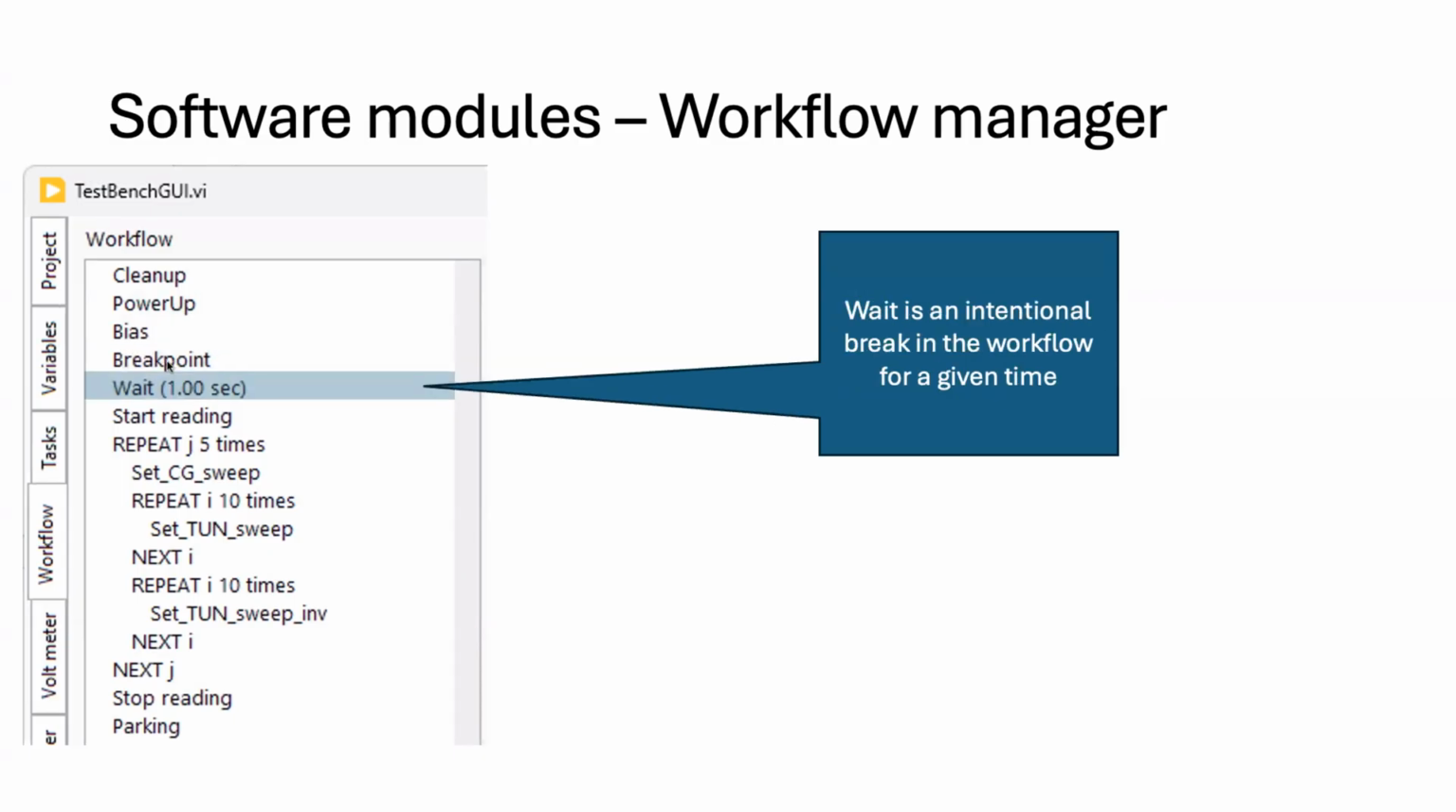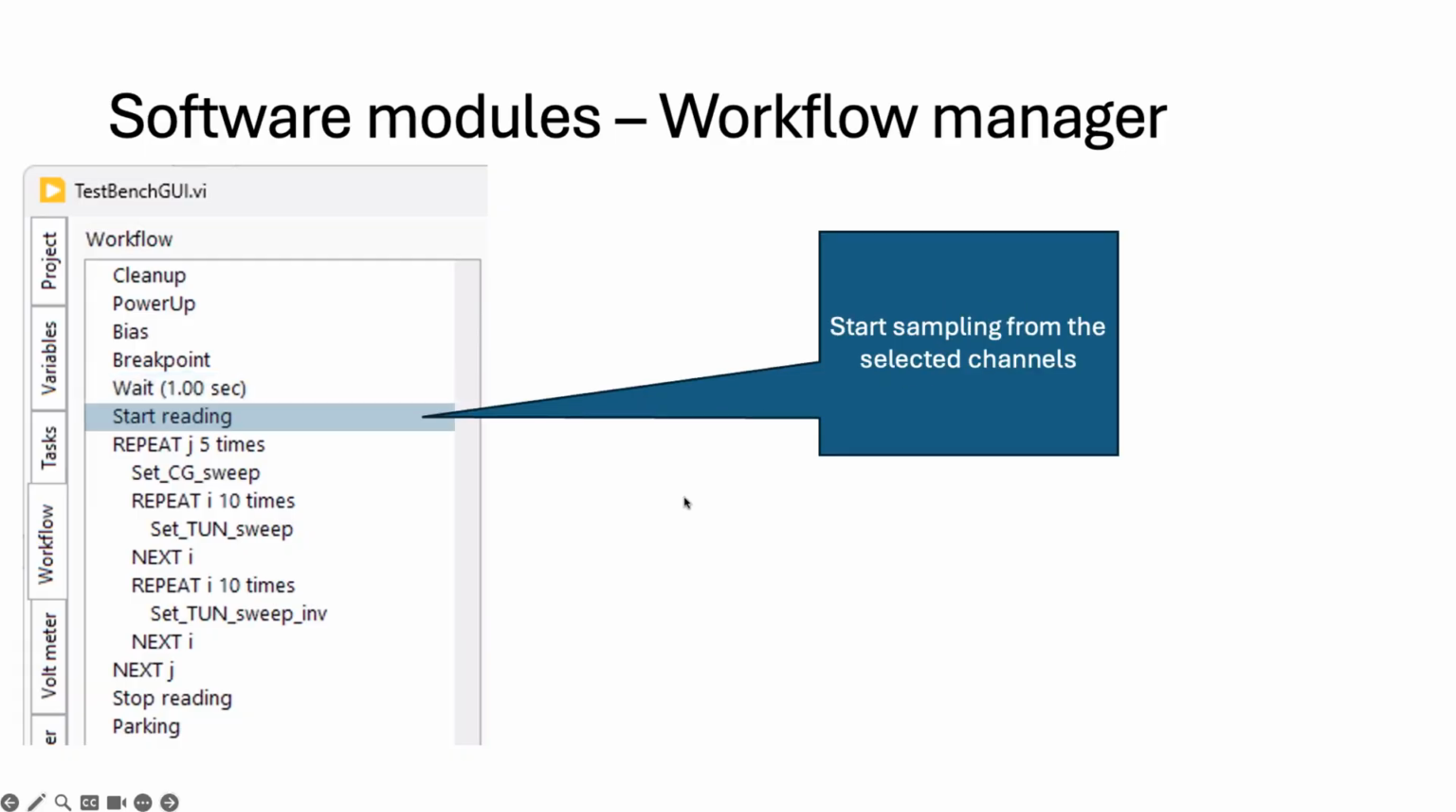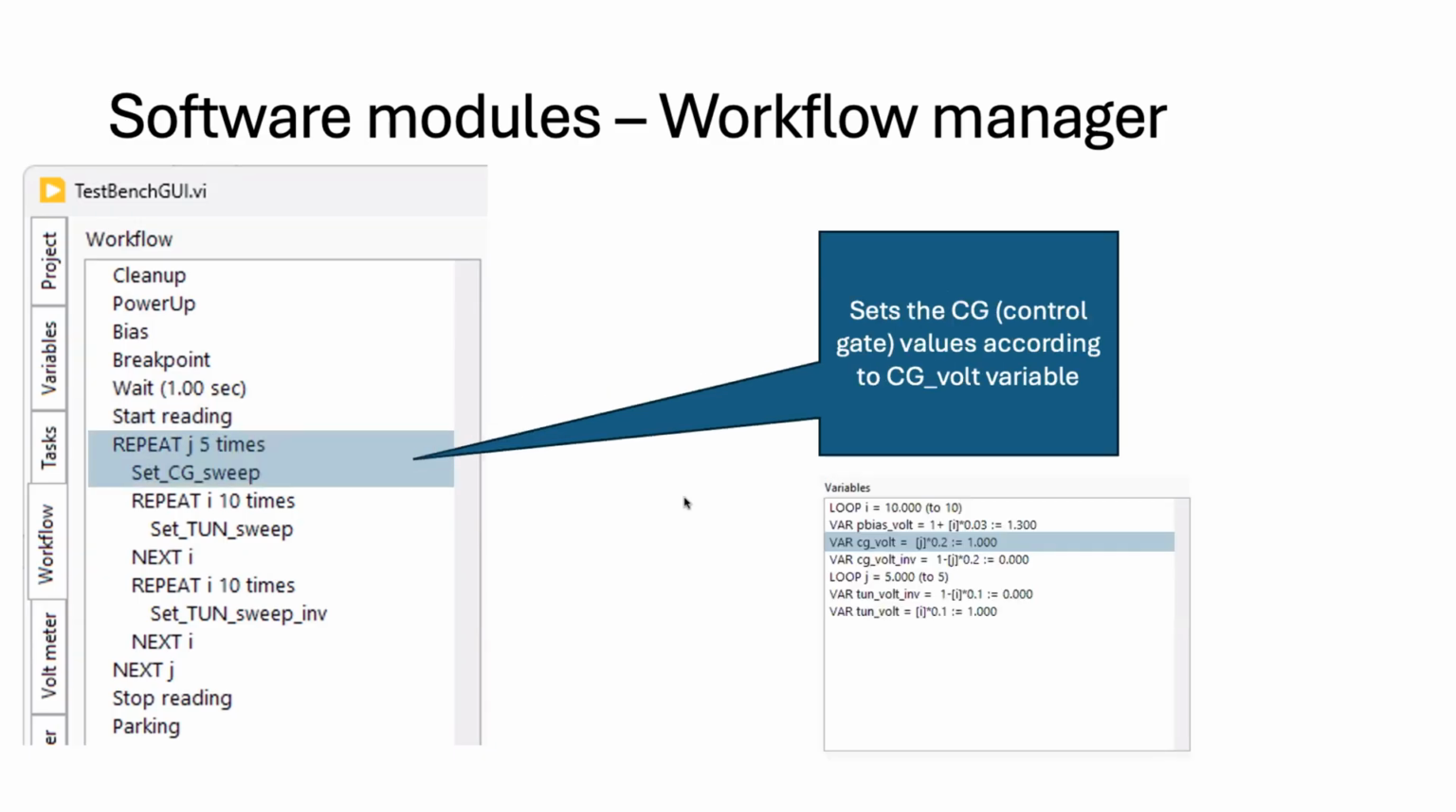Wait element is an intentional break of the workflow for a given time. In this case, this is 1 sec. Then we start reading, start collecting the samples from the selected channels. Then what comes here is a loop. This loop is controlled by the G loop variable. So between repeat G and next G, this section will be repeated 5 times.